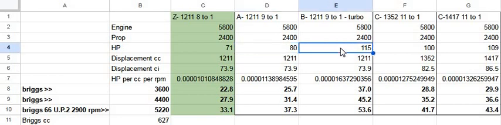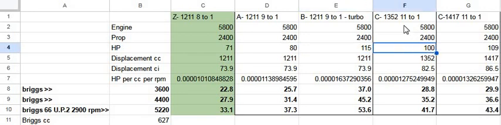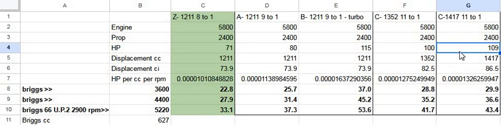The turbo is making 43.75% more power at 115 horsepower. It's just the turbo on top of this engine. And so it's doing 115 horsepower, so 35 more horsepower. Then you can go up to the non-turbo with the bored out engine, and 1,352 cc's right here. It's 100 horsepower. 1,417 is 109.